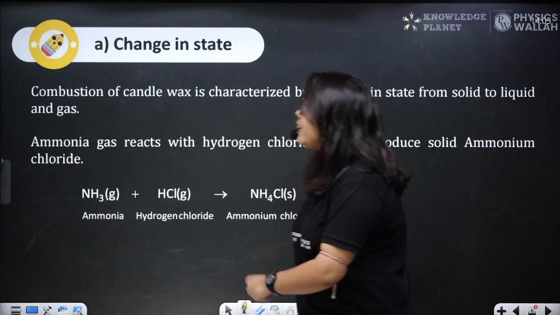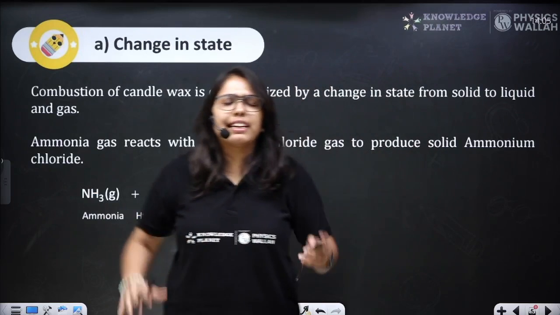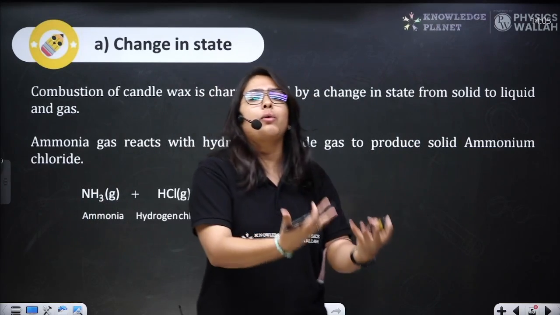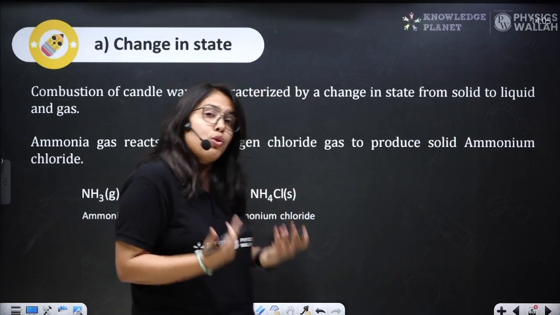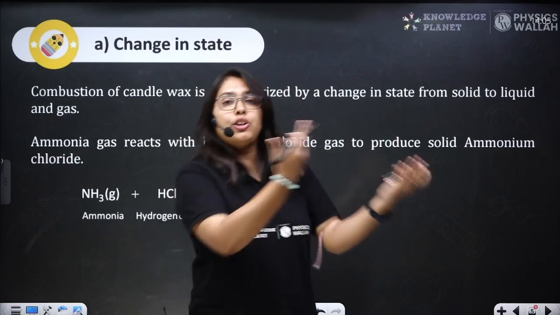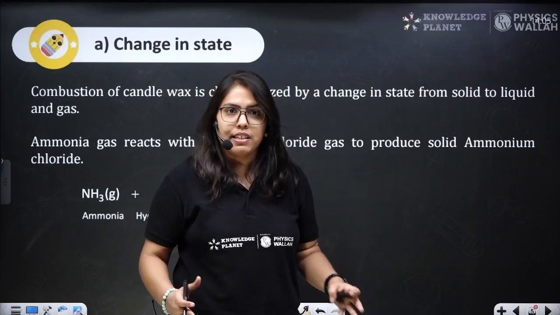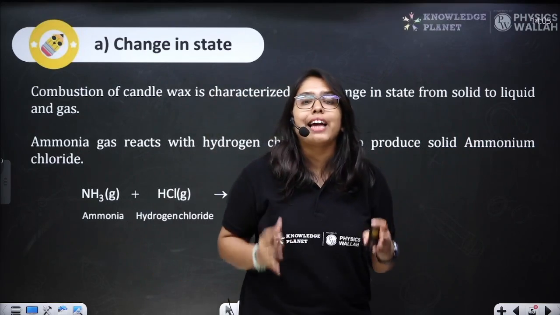Let's now look at the example of change in state. Now, what happens when there is a change in state? That is, the state is undergoing a change. That is, either it is turning from solid to liquid or liquid to gaseous state, or directly from solid to gaseous state. Any change in the state must take place.